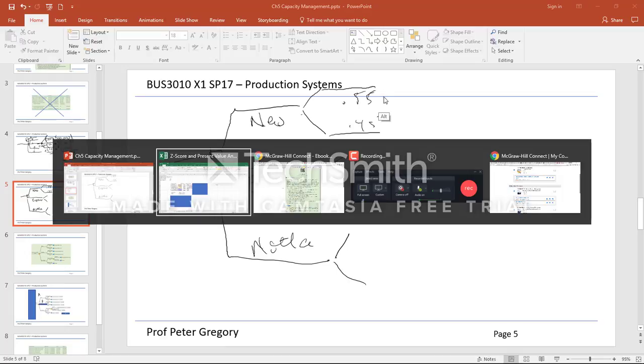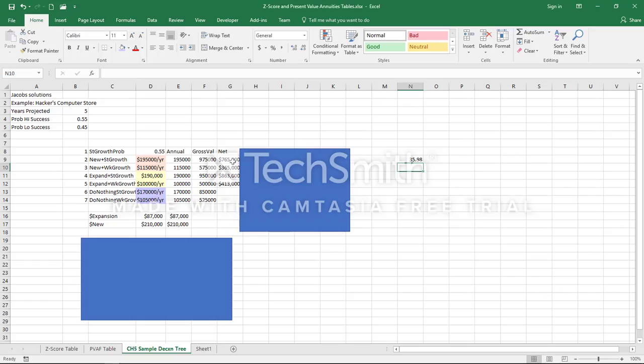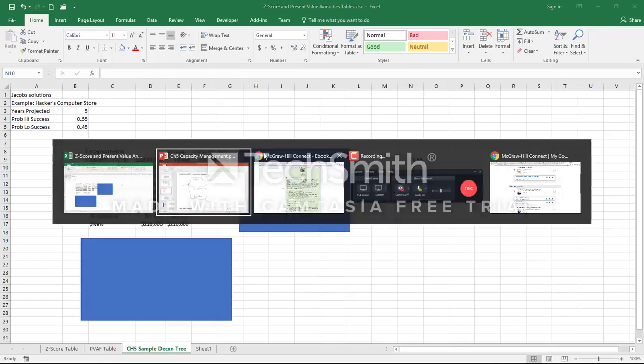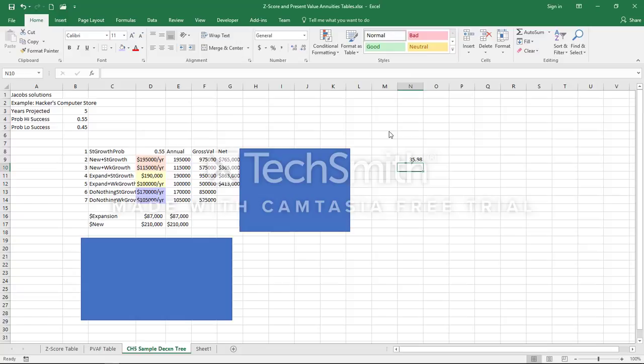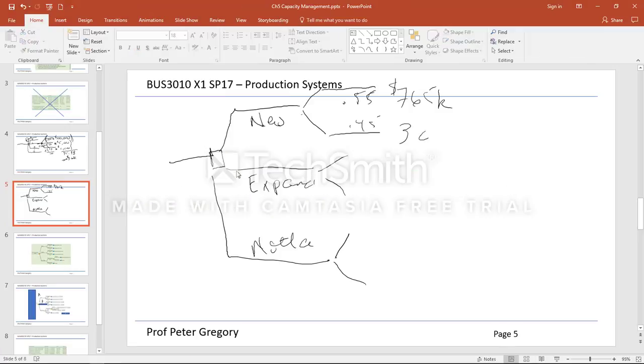And if we go back to our tables and grab the numbers now, the outcome here was $765,000. And the outcome, if we move for a weak economy or a weak reaction, was $365,000. And the way that we're going to come out with the expected value here is 55% of 765 plus 45% of 365, just like the little example I just did there.